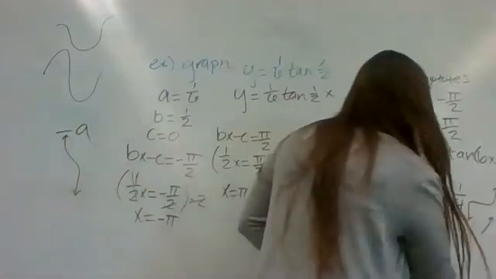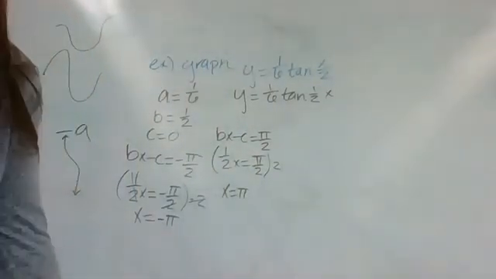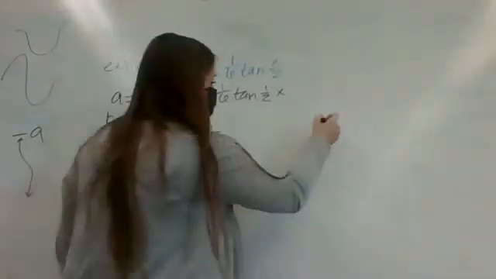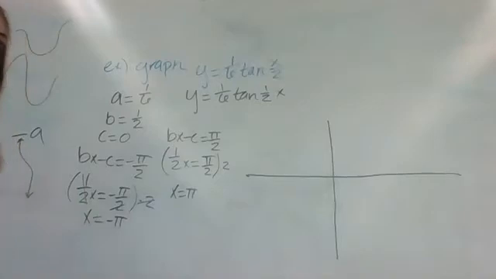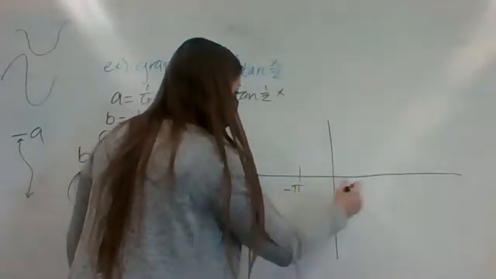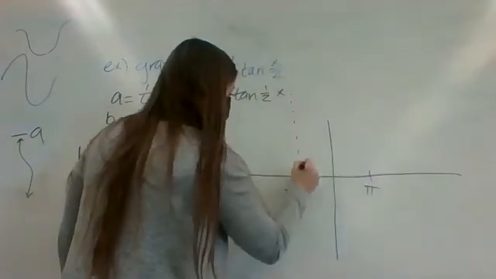So what does this mean for our graph? Let's start making that out. For our graph, all of our asymptotes will go in intervals of pi. So if the first one's over here at negative pi, the second one's over here at positive pi.